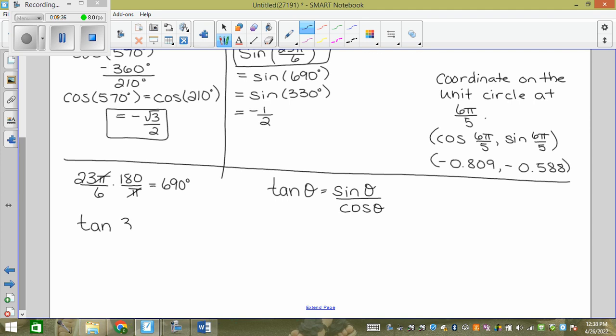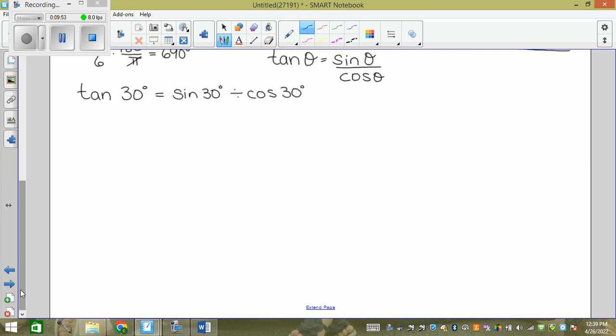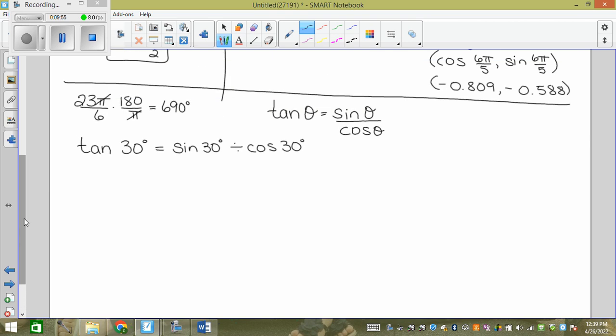Tan of 30 degrees. So what's tan of 30 equal to? Sine of 30 divided by cos of 30. Why am I writing it sideways? Because sine and cos of 30 are fractions, and you're not going to stack fractions. You always write fractions side by side. So what is sine of 30? 1/2 divided by cos of 30? Root 3 over 2.